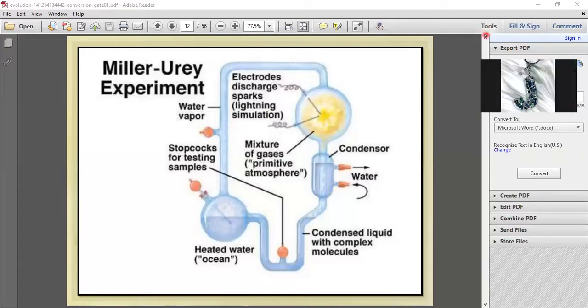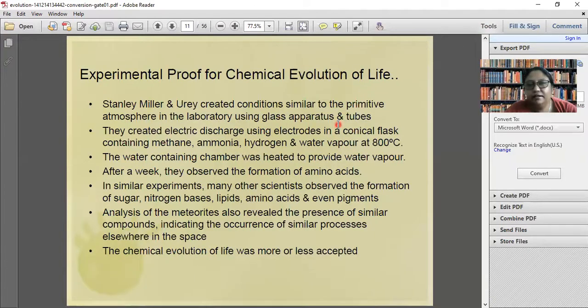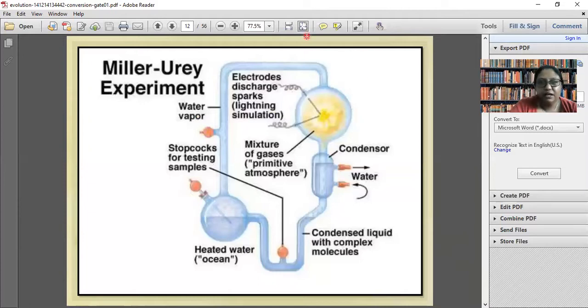Yes, ma'am. So the situation on pre-Earth, when life was not there on Earth, was very harsh. So what were the harsh situations? Let me tabulate them one by one. First thing is it was very hot, approximately 800 degrees centigrade. You can understand the situation.